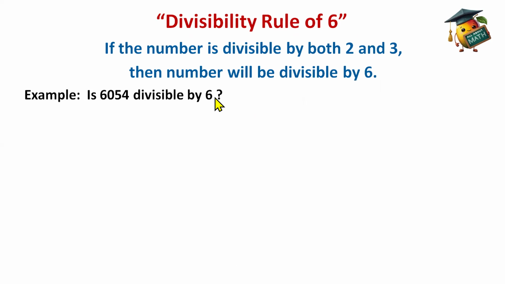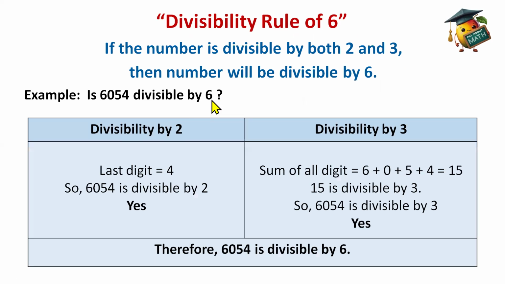So let's see an example. Is 6054 divisible by 6? What you will do, you need to check that if this number is divisible by 2 and divisible by 3, then only the number will be divisible by 6. Let's check this. On one side I have solved divisibility by 2. For 2, you just need to check the last digit. It's 4. It means it is divisible by 2. So I'll write yes here.